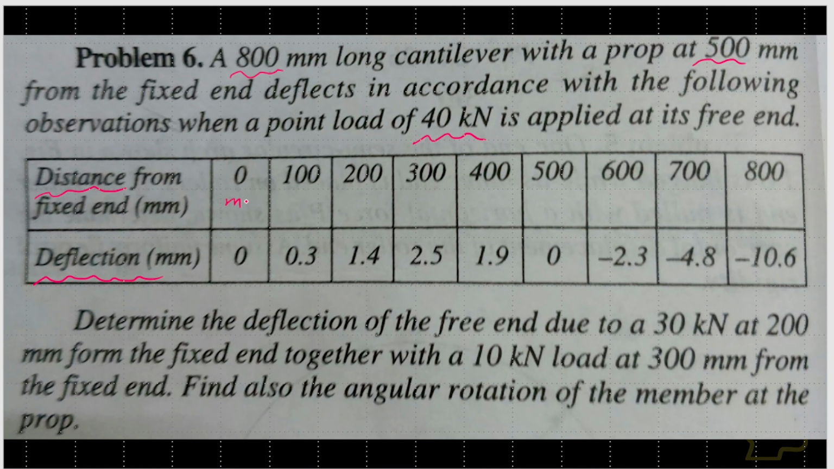So for 0 mm the distance from the fixed end is 0. For 100 mm from the fixed end, the deflection is 0.3 mm. For 200 mm distance from the fixed end, the deflection is 1.4 mm. For 300 mm from the fixed end, the deflection is 2.5 mm. And for 400 mm distance from the fixed end, the deflection is 1.9 mm.